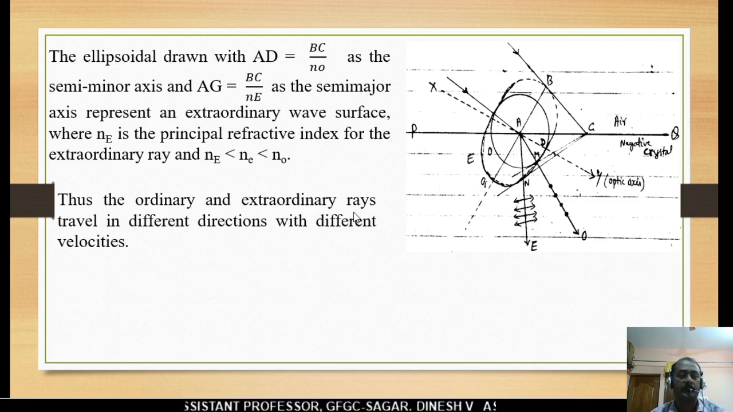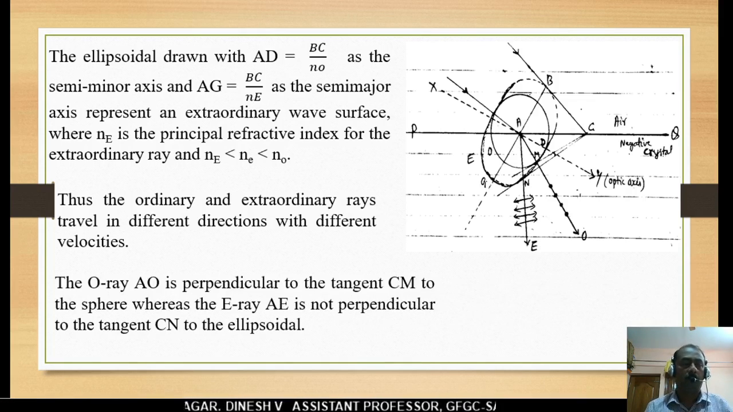Thus, the ordinary and extraordinary rays travel in different directions with different velocities. Here, this one is the ordinary ray path, and this one is the extraordinary ray path. The ordinary ray AO is perpendicular to the tangent CM.